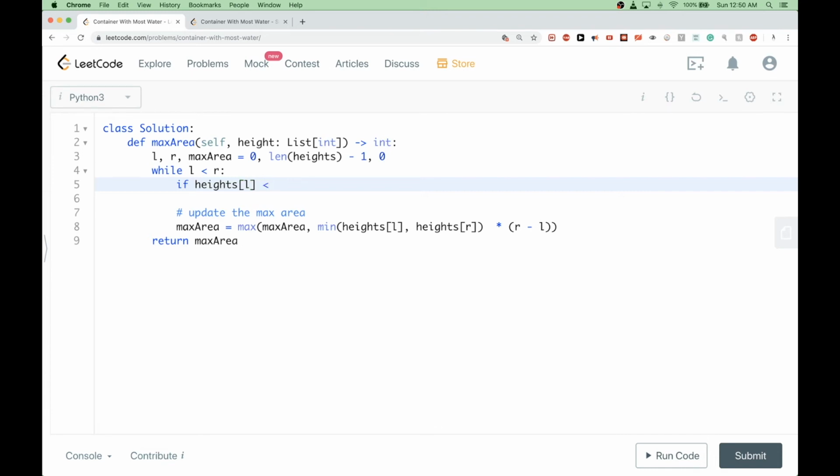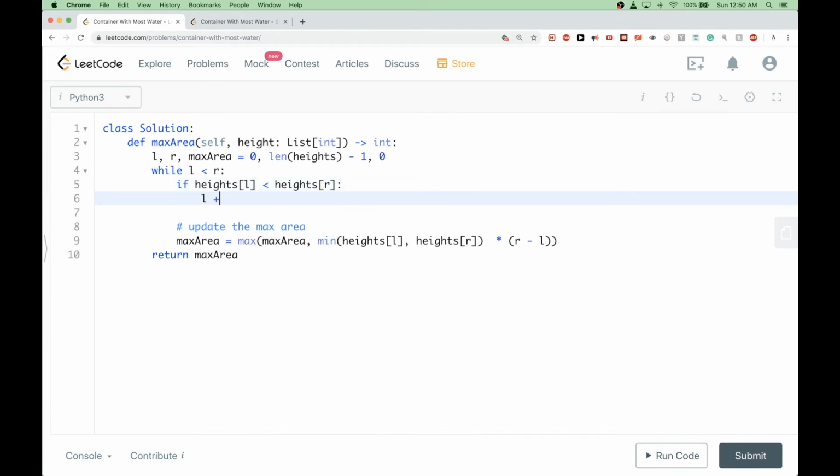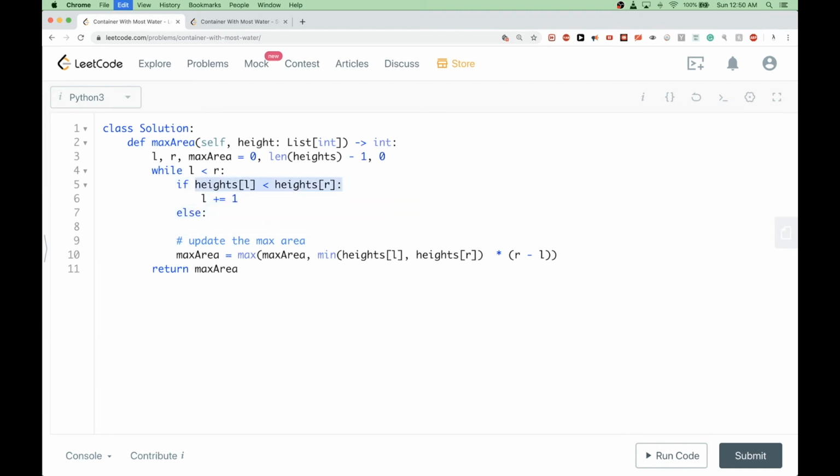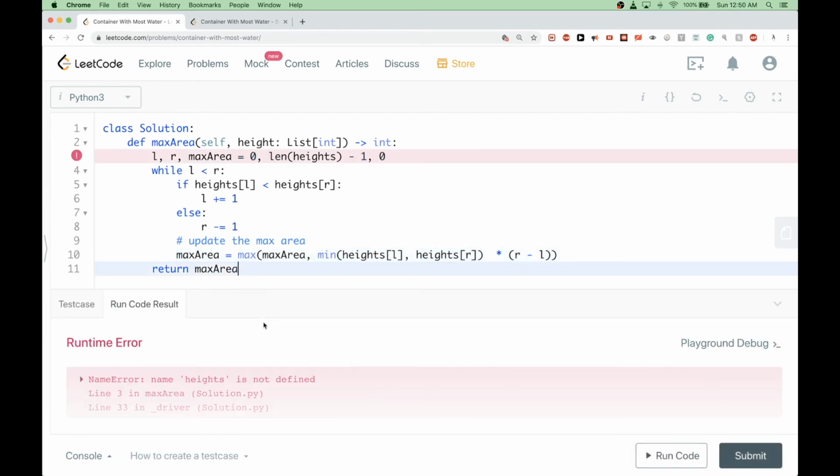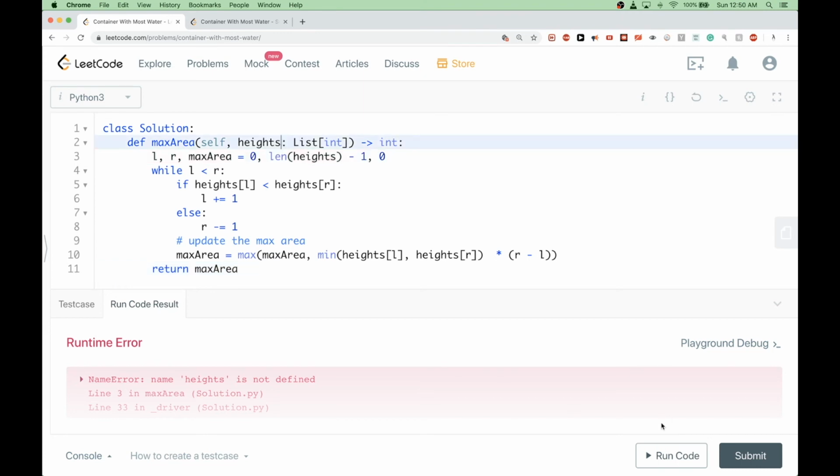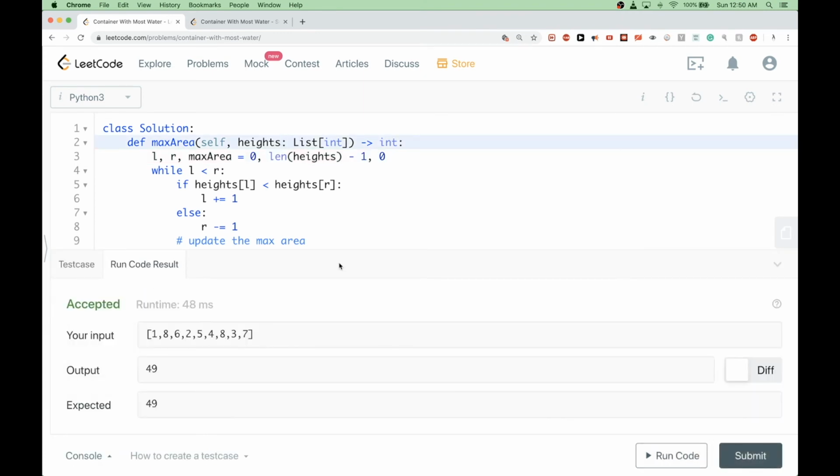And so if height at L is smaller than height at R, we need to advance the smaller one, which is in this case L, and the left side to advance it we do +1. Otherwise it's the right side that is smaller, and in that case we need to advance the right pointer by subtracting 1. And that's pretty much all that is to it. And the solution is O of n. And so let's just run it. Let's call this height. Okay, this looks good. Let's submit.